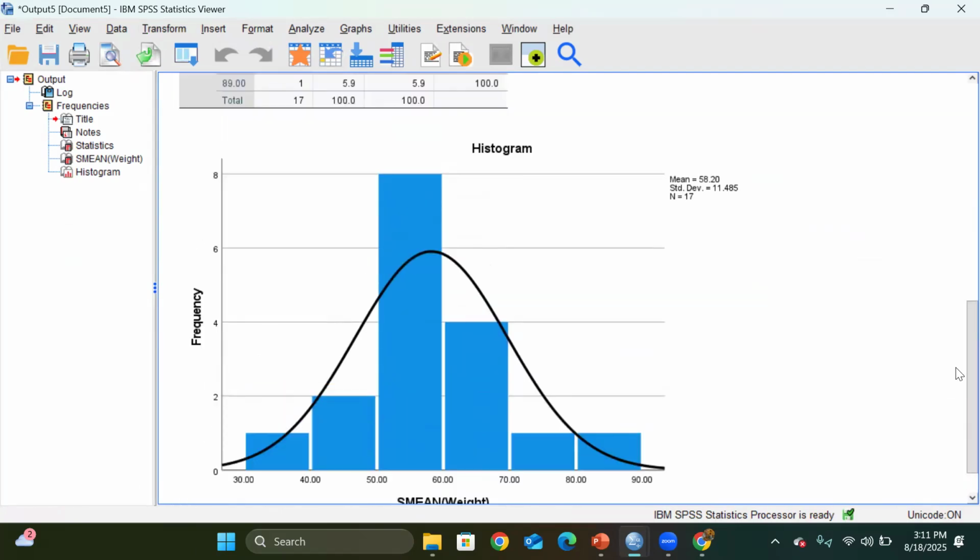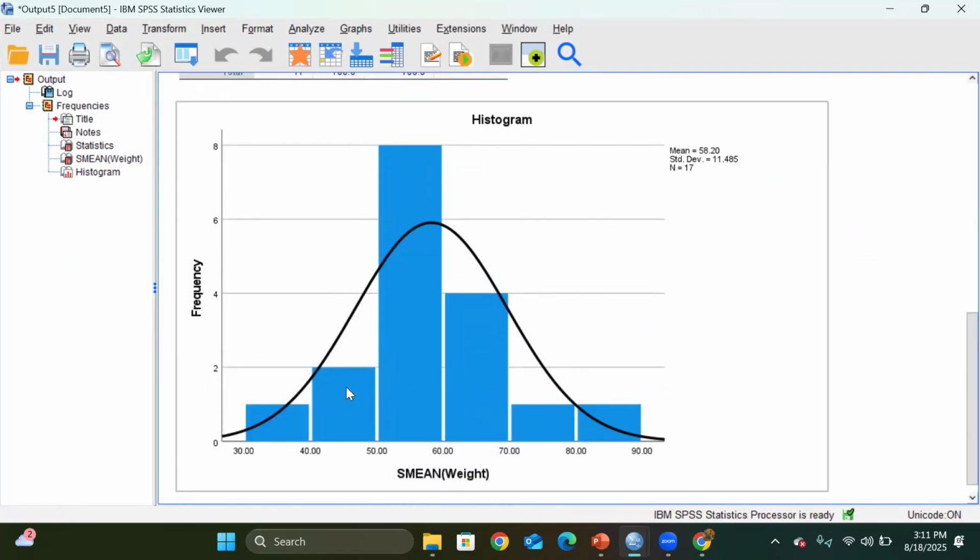And here the histogram is shown. It's a proper, very beautiful bell-shaped curve. Okay, so one criterion for the normality graph is satisfied.